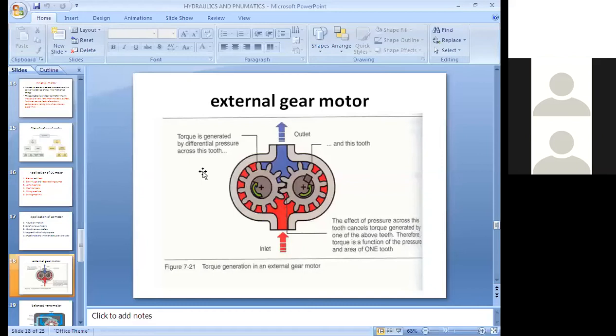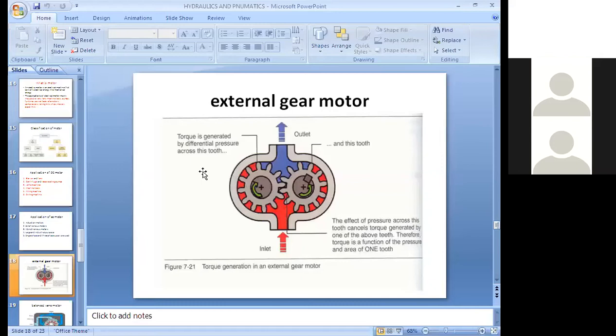What will happen? When the driver gear starts rotating, the opposite gear also starts rotating because they are meshing with each other. That happens in the pump, but in the external gear motor there is no external source to rotate the gear. So we pass high pressure fluid, which you can consider as oil, through the housing or casing. Inside the casing there are gears.